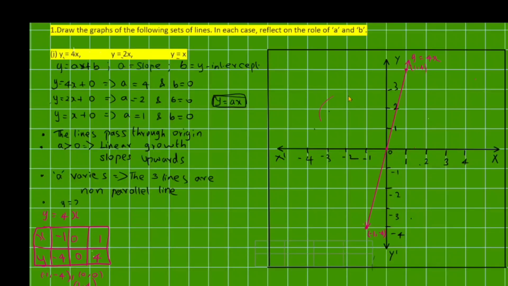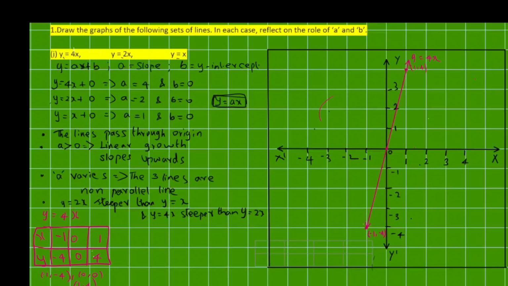y is equal to 2x is steeper than y is equal to x, and y is equal to 4x is steeper than both y is equal to 2x and y is equal to x. So as a increases, the steepness of the line also increases. Look at the steepness of the line. And next we will see the next line.